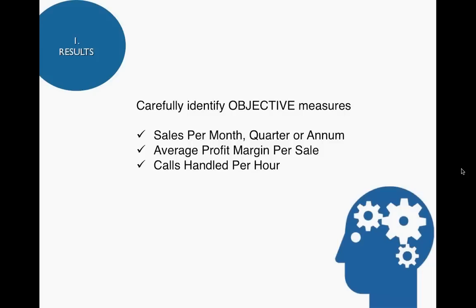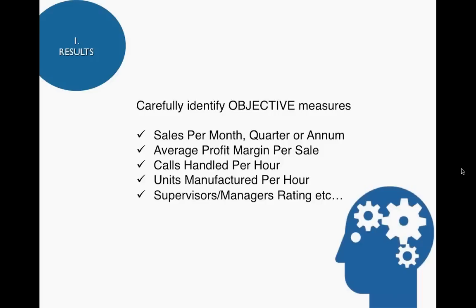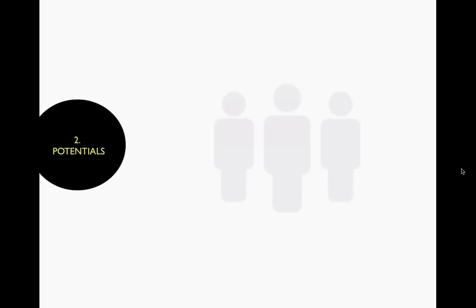Let's say if they are in a sales position, sales per month, per quarter, or per annum. You might also want to include the average profit margin per sale. If they are in the call center industry, as an example, the number of calls handled per hour. If they're in manufacturing, units manufactured per hour, and of course, we could always include the supervisor and manager's rating. So as you can see, these are very objective measures, and you can set tiers to differentiate your top, average, and marginal performers.